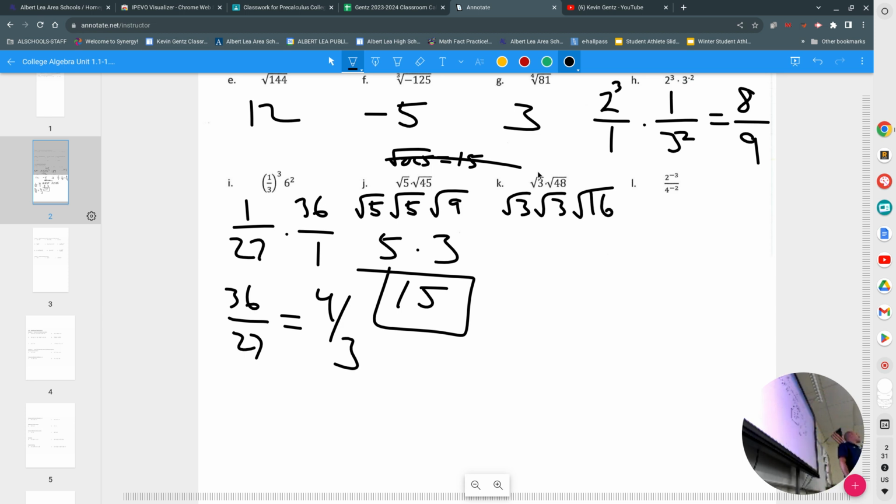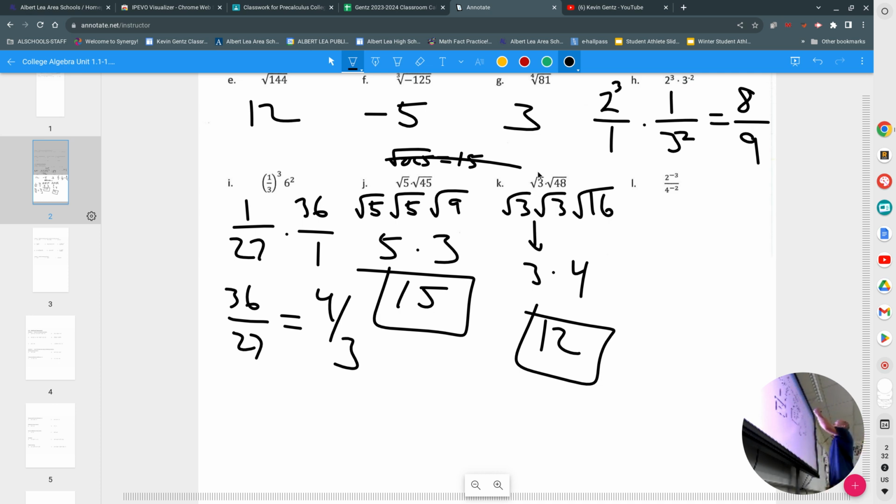Okay, root of 3 times the root of 3 times the root of 16 is what you should have. What's the root of 3 times the root of 3? 3. The root of 16 is 4, so you get 12. Notice how I didn't have to multiply out the 3 times 48. So trust me, folks, I'm not giving it to you because that's a problem on the test. I'm giving that to you so you can see different ways of navigating.